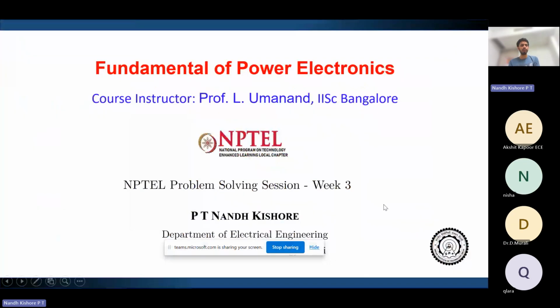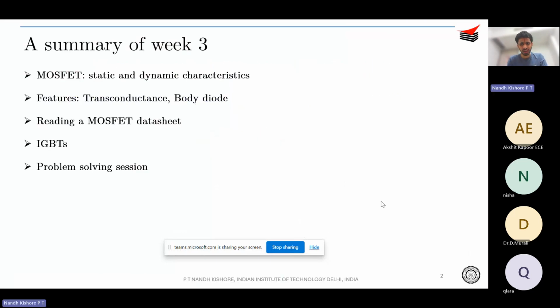Welcome again to this NPTEL problem solving session for week 3. In this week, you went through MOSFET characteristics. You studied about its static characteristics and dynamic characteristics. I guess you would have gone through its switching process as well. You would have learned about the switching transitions during turn on and turn off, right? Using the MOSFET capacitances, those are explained.